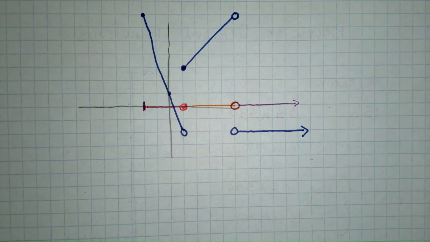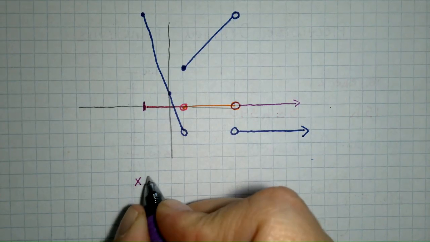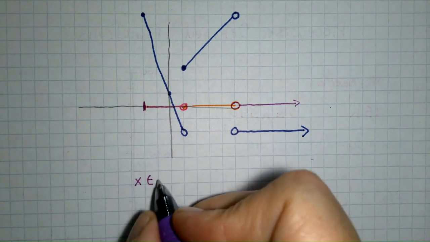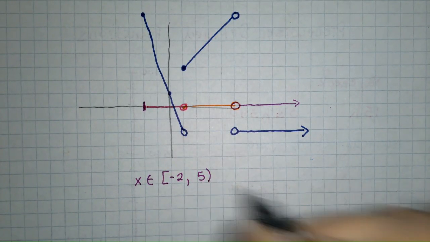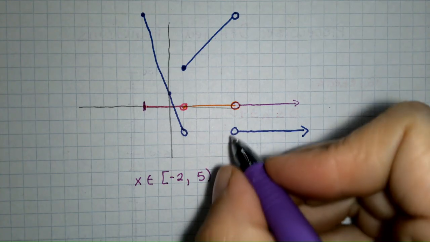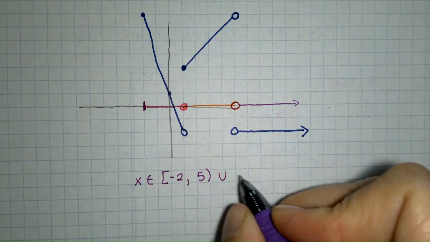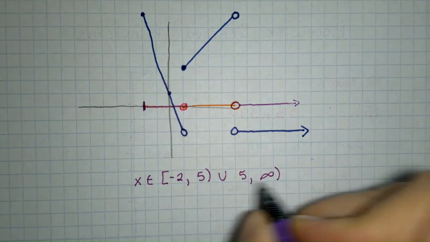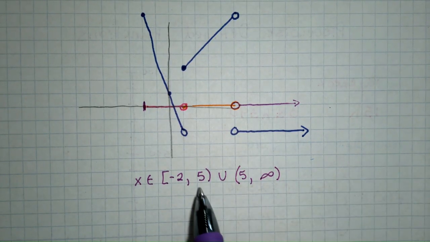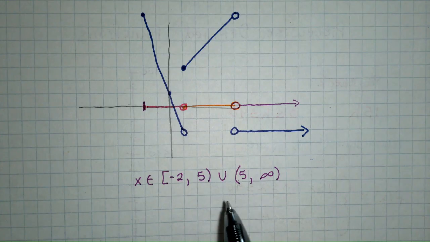So how are we going to indicate that? So first of all, we have our x as an element of. We had that wall at -2, and we continued to 5, but we did not include it. Then the next section of the graph skipped over and started at 5, and it continued to the right forever, but it also excluded 5. So you'll notice neither group included 5 in the walls.